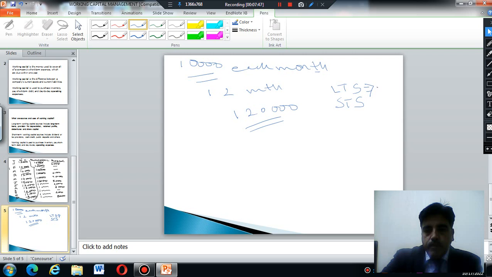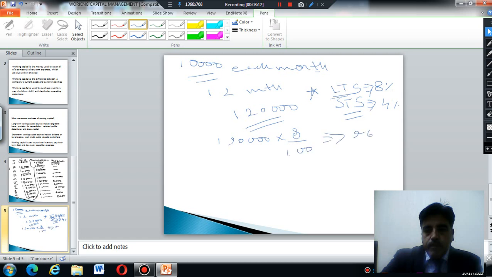Just take a look here. I consider the long-term sources at 8% and short-term sources at 4%. I'm telling you this concept will come later, but initially we are going to use the long-term sources. Cost of debt is 8%, okay. So 120,000 is taken for 8% debt.